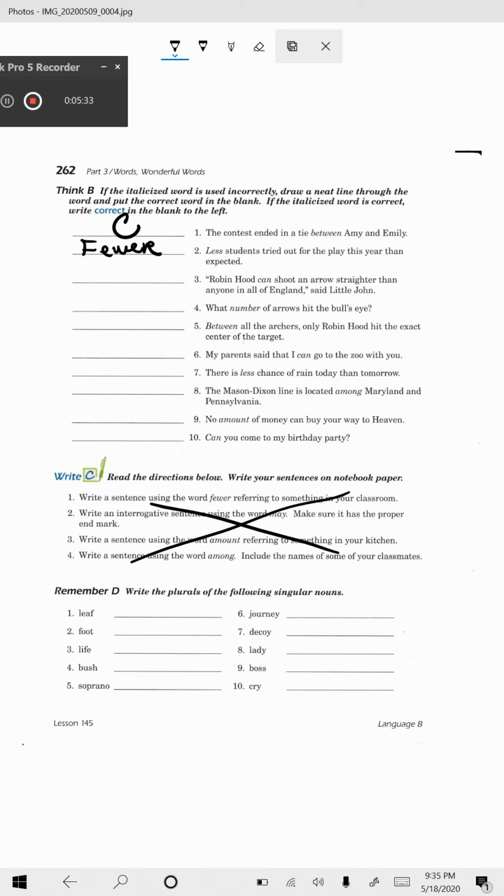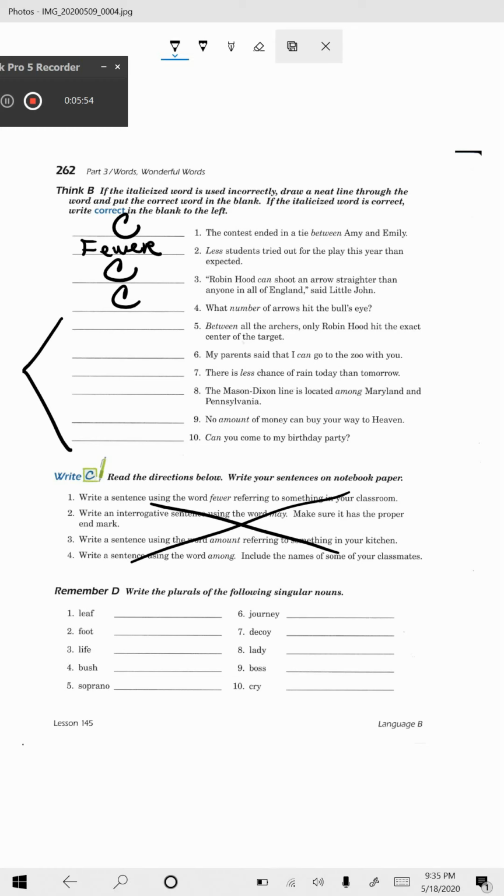Robin Hood can shoot an arrow straighter than anyone else in England. Yes, he is able to, so that is correct. One more. What number of arrows hit the bullseye? So can you count the arrows? Yes, so that would be correct. All right, so you can do these on your own.